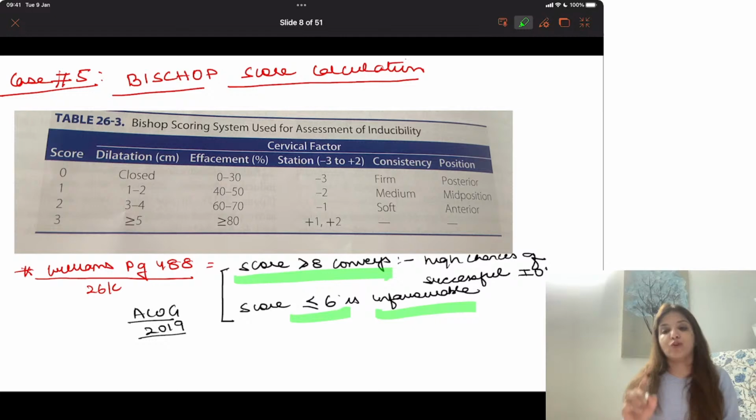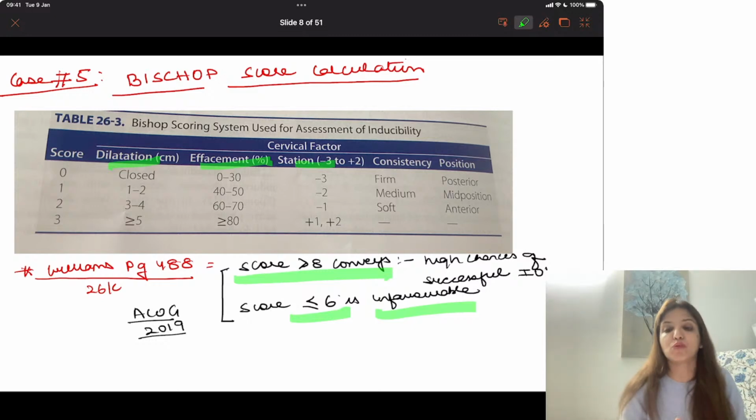In Bishop score, if you remember, all the Marrow subscribers, I have told you the mnemonic. Delhi police employed special commandos, where D stands for dilatation of the cervix, P stands for position of the cervix, E stands for effacement of the cervix, S stands for station of fetal head, and C stands for consistency of the cervix. Now, as far as the score is concerned, for dilatation, effacement and station, the maximum score can go up to 3, whereas for consistency and position, the maximum score goes up to 2.